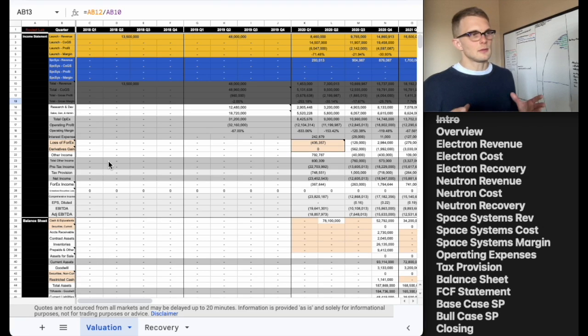So essentially, the model is built up of three distinct parts. The first one is the income statement, balance sheet, and free cash flow. It's the stuff that you see in your general 10K or 10Q, your earnings reports that you get quarterly.